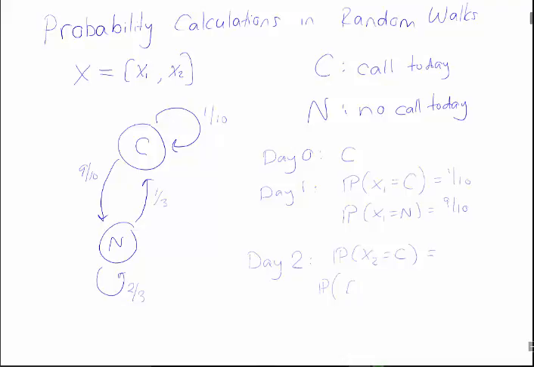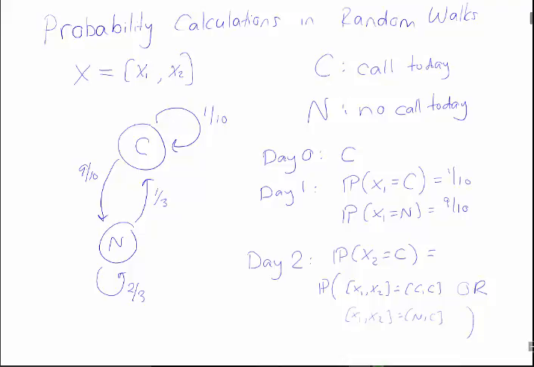It could have been that I called her both on day 1 and on day 2. And that's what I'm expressing with this vector, that day 1 and day 2 are both call days. Or it could have been that I didn't call her on day 1, but I did call her on day 2. And these are the only two ways that day 2 can have a call.